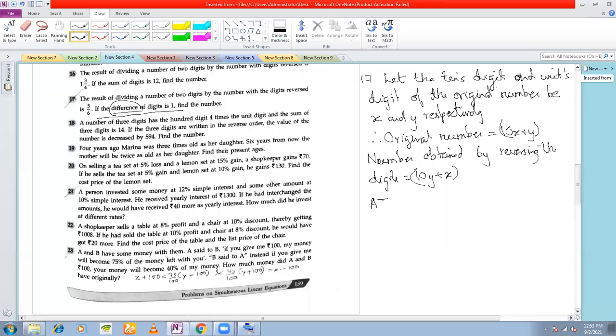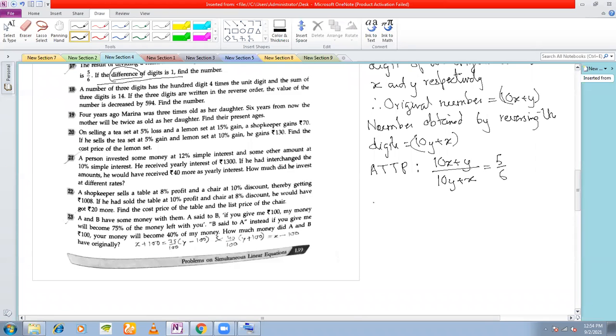According to the problem, what is the ratio given here? The original number divided by the number with the digits reversed is equal to 5 by 6, right? So this will give our first equation. You cross multiply: 6 into 10x plus y is equal to 5 into 10y plus x. So 60x plus 6y is equal to 50y plus 5x.